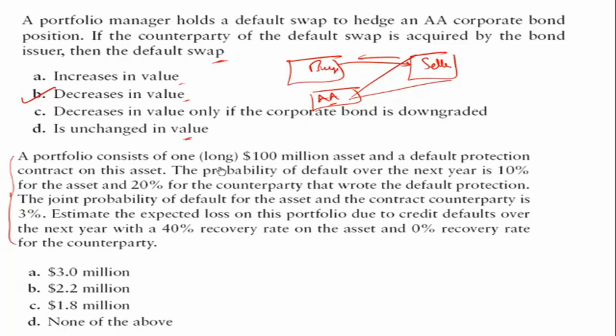A portfolio consists of a 100 million asset and a default protection contract on this asset. The probability of default over the next year is 10% for the asset and 20% for the counterparty that wrote the default protection. The joint probability of default for the asset and the contract counterparty is 3%. Estimate the expected loss on this portfolio due to credit defaults over the next year with a 40% recovery rate on the asset and a 0% recovery rate for the counterparty.